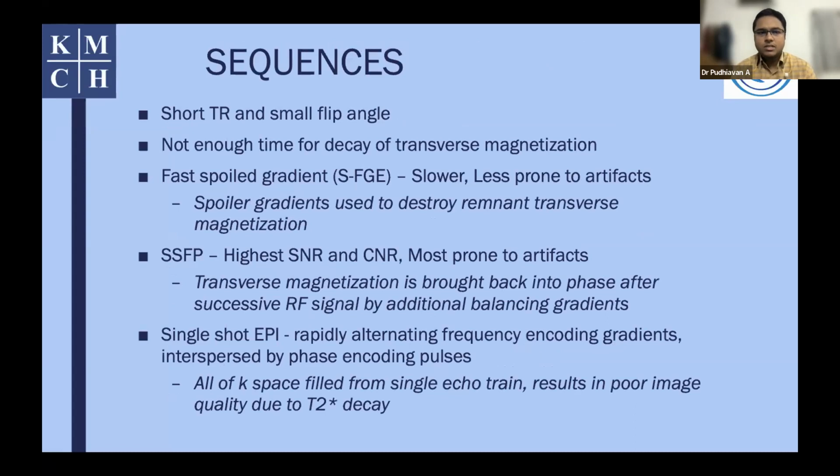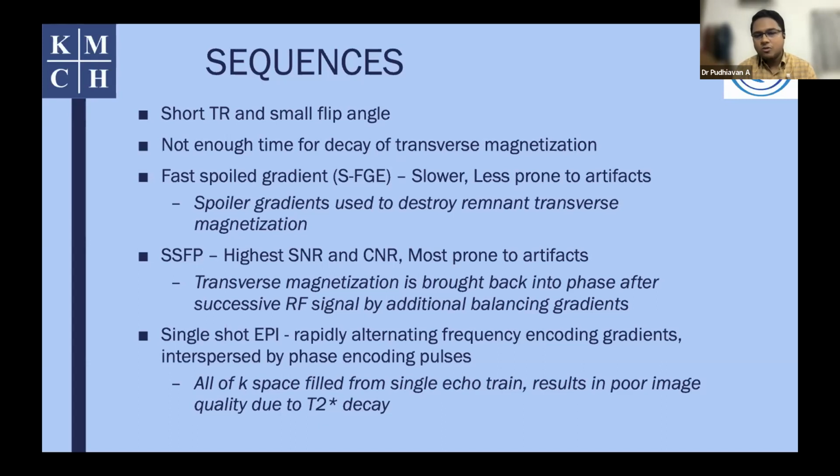Coming to the sequence per se, we use a gradient echo sequence which uses a short TR and a small flip angle. But the problem with using a short TR and a small flip angle, when we are trying to get 3 images in a single cardiac cycle, is that there is not enough time for the decay of the transverse magnetization that happens because of the radio frequency pulse. This is overcome in different ways by different sequences.